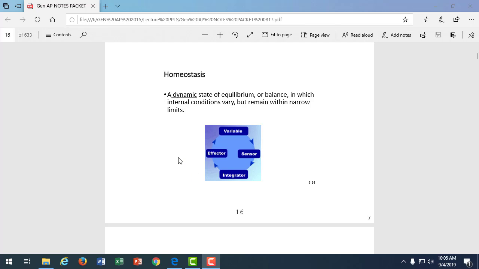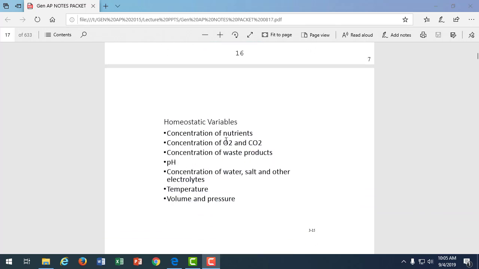So 4 components of a feedback system, which is what our body is constantly doing, is looking at a variable. And the variable might be blood sugar levels, carbon dioxide, oxygen levels, pH, carbonic acid.